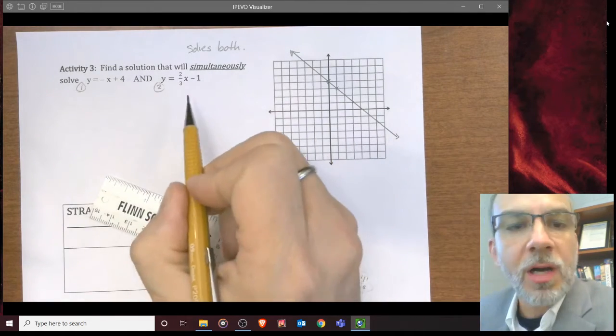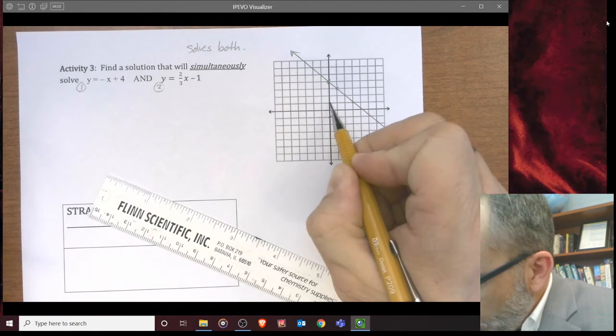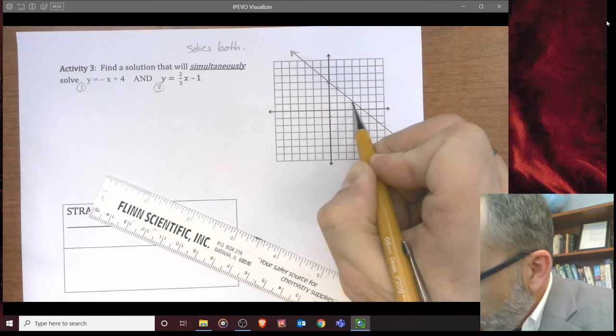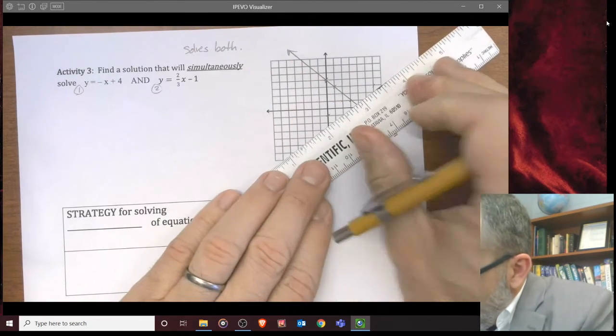And the other one was negative 1 for my y-intercept, and then up 1, 2, 3 and right 1, 2, 3. And so it's going to be this.